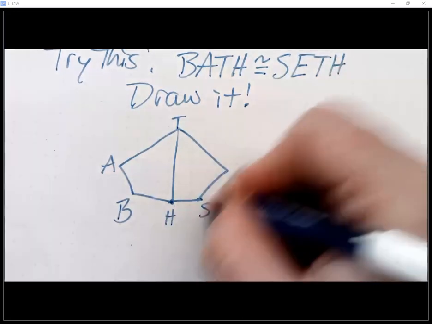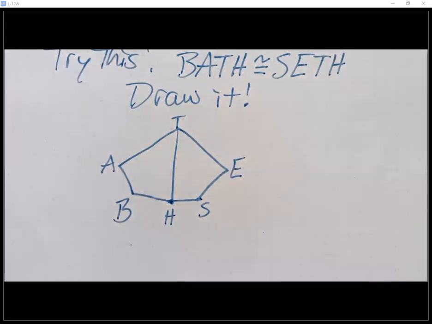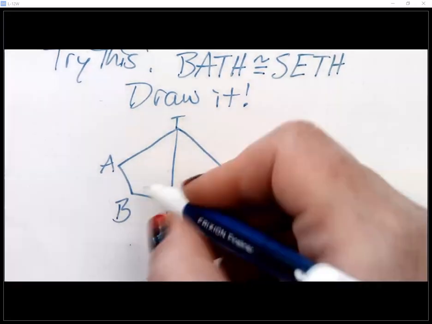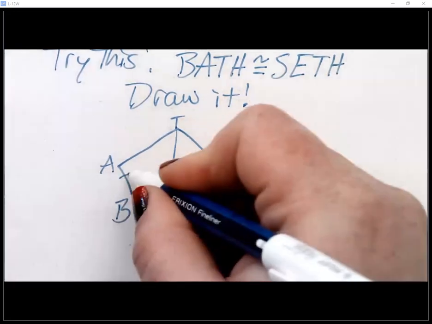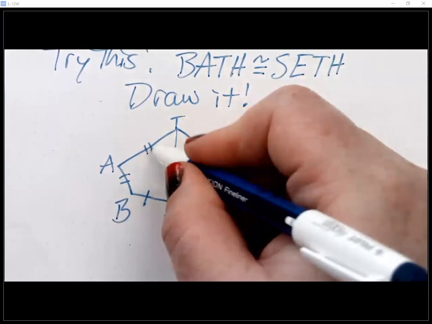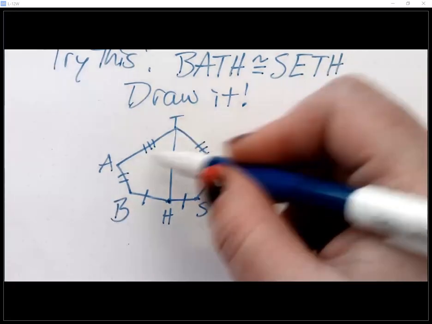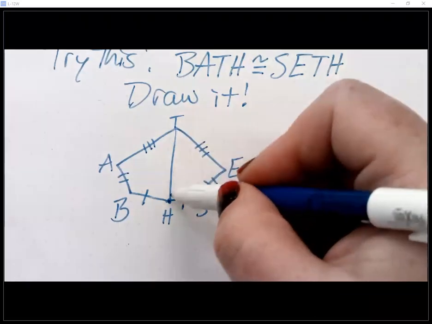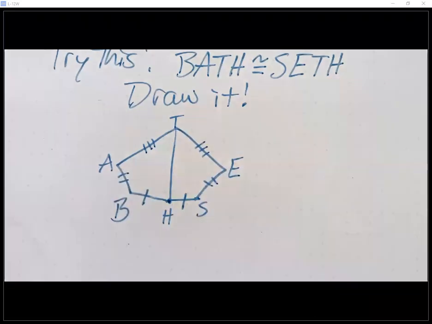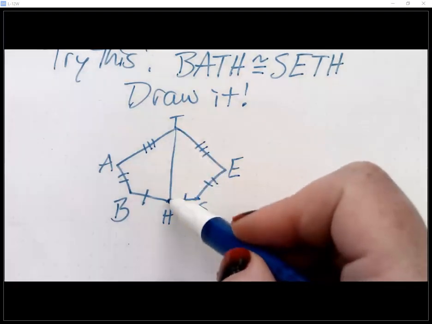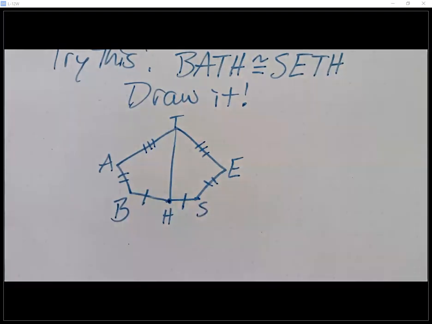SETH. Okay, so I also like to mark the sides that match up. So these two sides would match, these two sides would match, these two would match. And then I hope you're starting to see how both of these shapes share TH. So let's say I was trying to do a proof where I was trying to prove that these two shapes were the same, I could say, hey, since they share side TH with each other, that has to be equal to itself. So that's a great example of when we use the reflexive property.